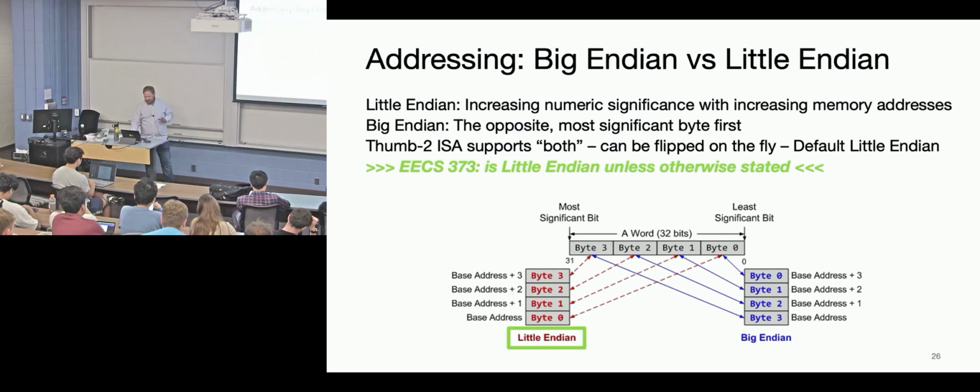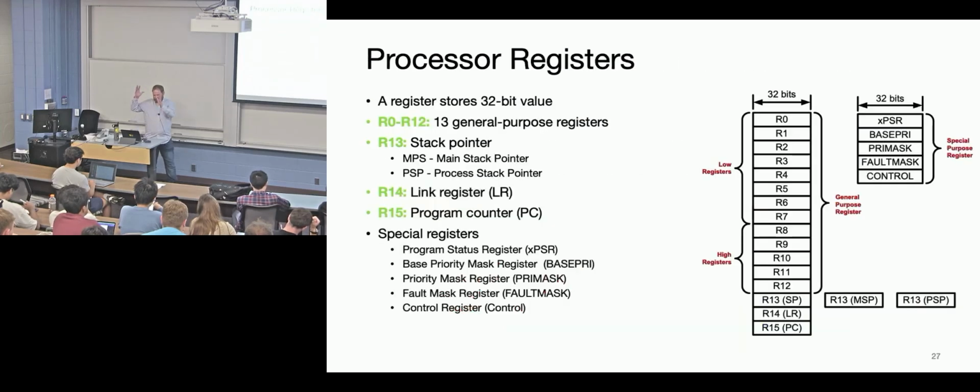All right, that was mostly how memory is organized. Now we have registers. There are 16 32-bit registers for the core. You've got 13 general purpose ones, and then the stack pointer, link register, and the program counter. There are shadow registers for the main stack pointer and process stack pointer. We're not really going to discuss those. They're not a vital part of this course, although it will come up again when we're talking about interrupts.